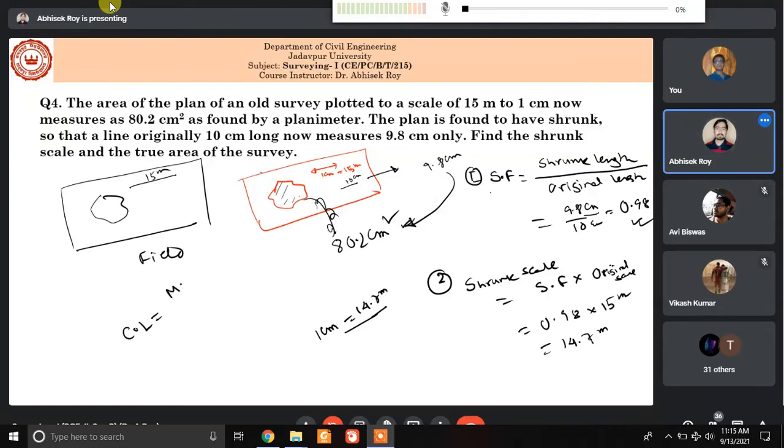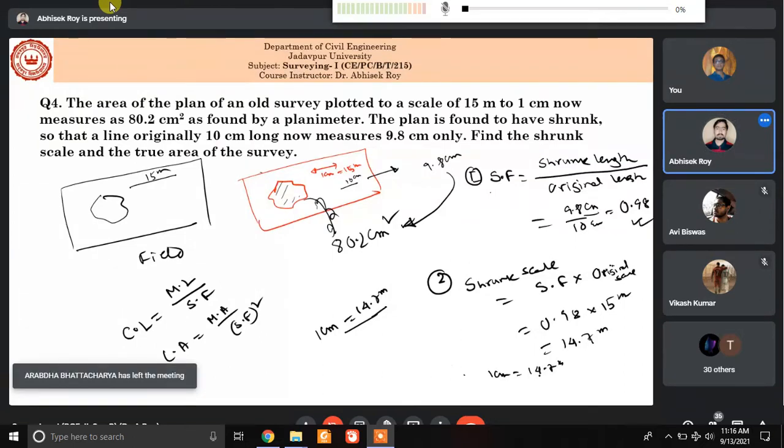Now what will be the corrected length? Corrected length will be measured length by shrinkage factor. Corrected area will be measured area by shrinkage factor square. So in the similar way, as you have got your shrunk scale, 1 centimeter will represent 14.7 meter. Sorry, this is wrong. Just wait. 80.2 centimeter square as found by the planimeter. Okay, 80.2 centimeter square as found by the planimeter.